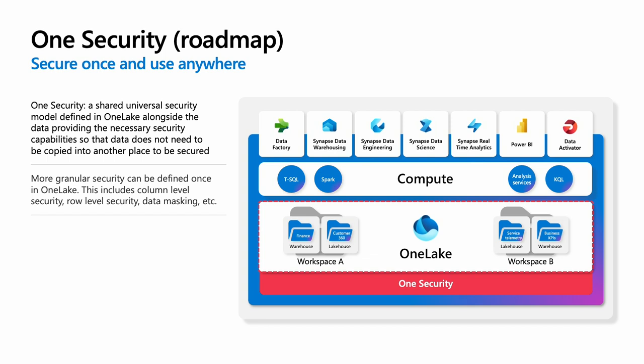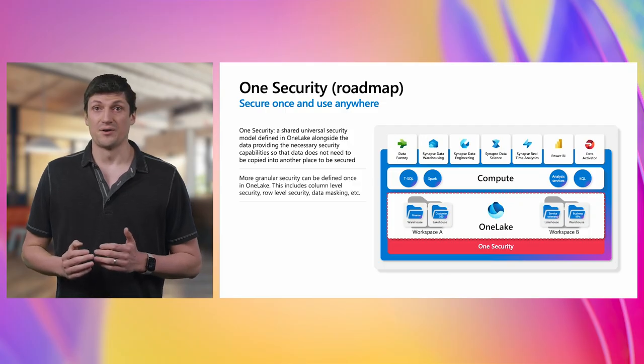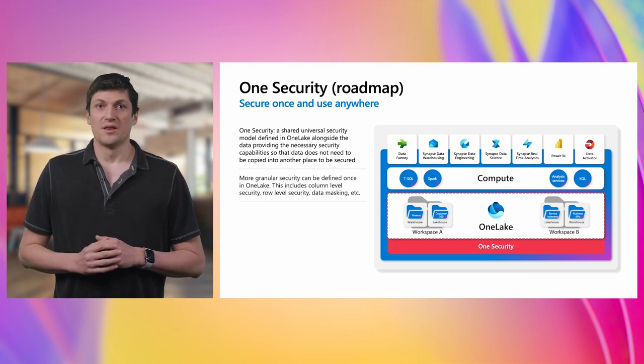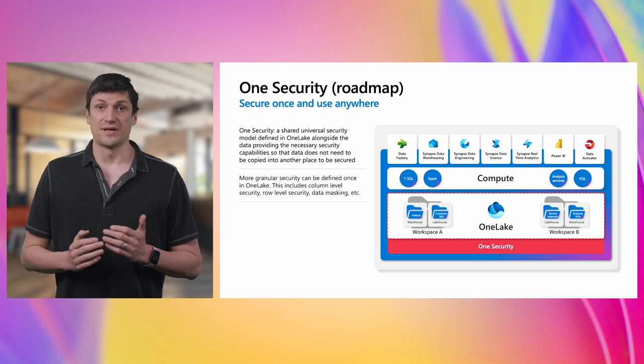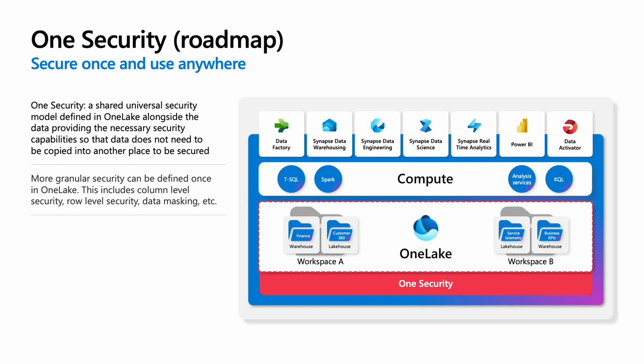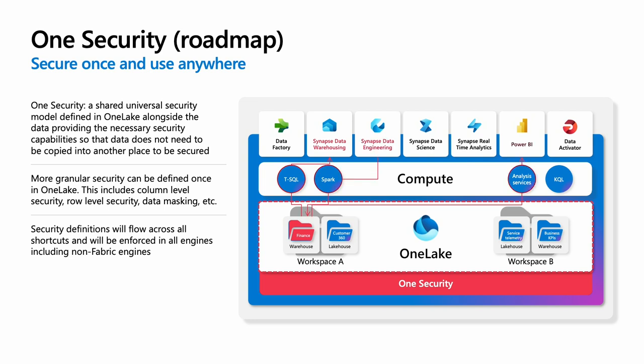To do this, OneLake will need to provide the necessary security features at the lake itself to support a wide range of analytic scenarios. More granular data security can be defined on a data item once in OneLake. This will include table, column, and row-level security. In this example, I have defined security on a data warehouse. That security will flow across any shortcuts which reference that data and be enforced by all engines, including when analysts and engineers access data using T-SQL, data engineers and data scientists use Spark, business users view reports in Power BI, and even in non-Fabric engines using the ADLS DFS API. Stay tuned to the Fabric blog for more details on the One Security roadmap.